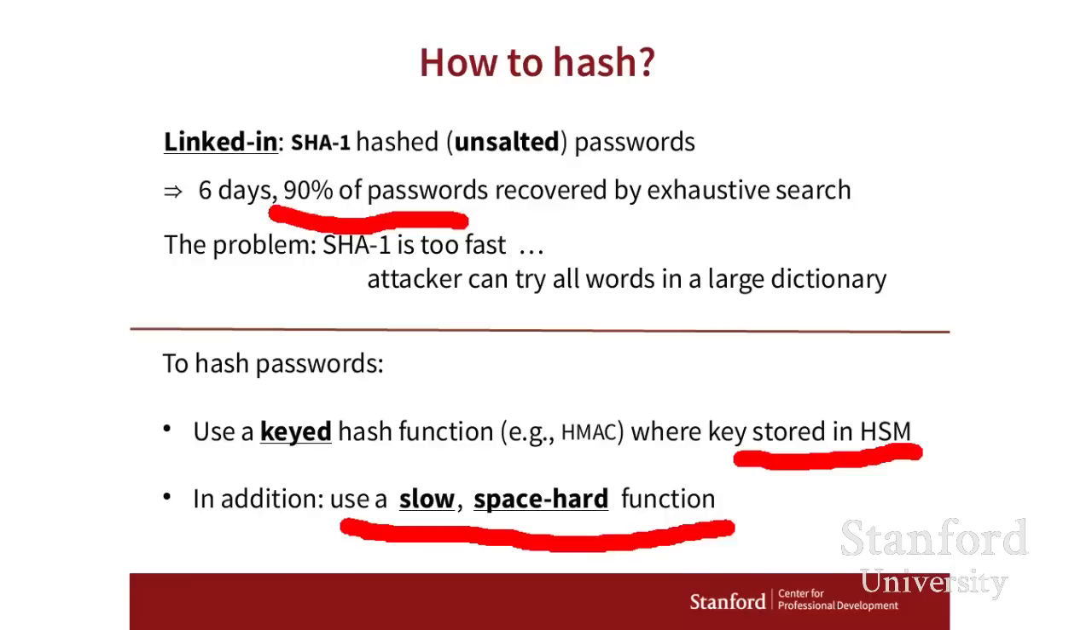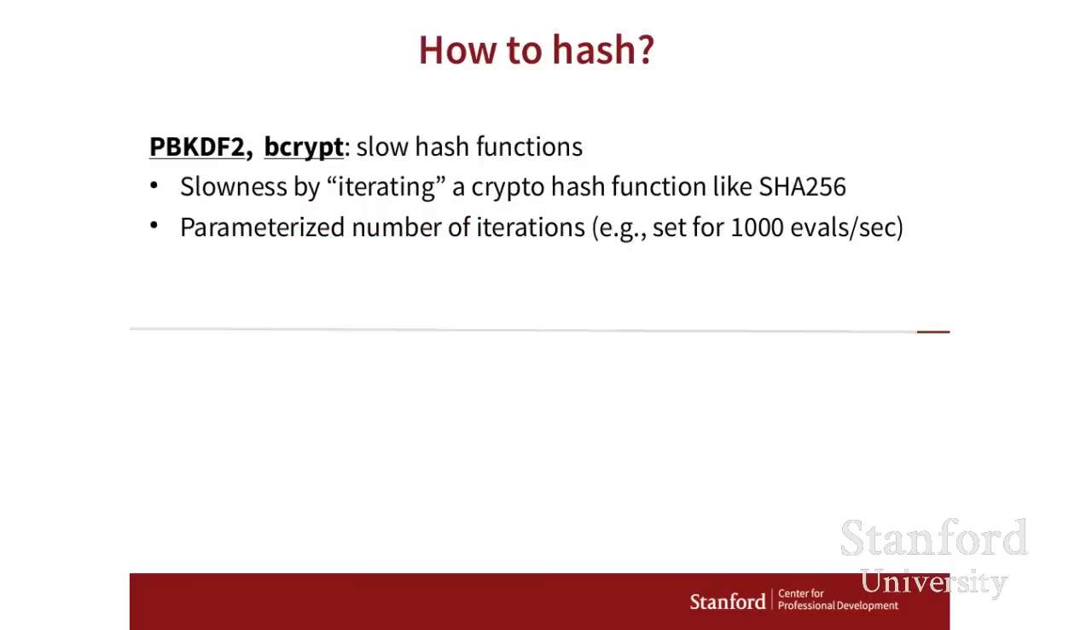Okay, so the first idea dates back actually to the 90s. And the first idea, again, a very, very clever idea, is to say, let's use a slow hash function. So one that actually takes quite a bit of CPU power to evaluate. And examples of that are functions like PBKDF2 and bcrypt.